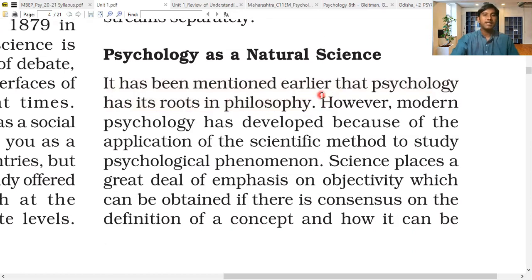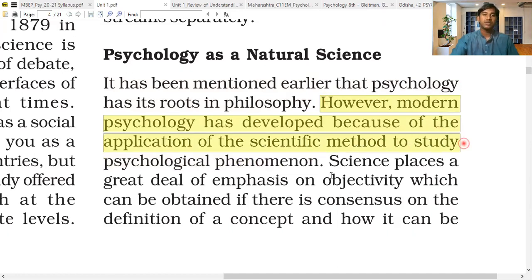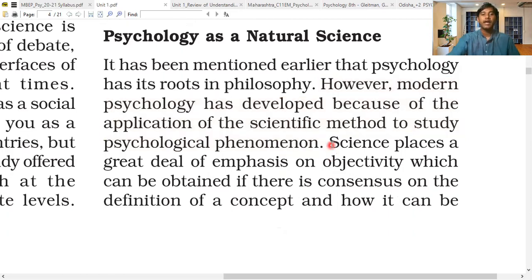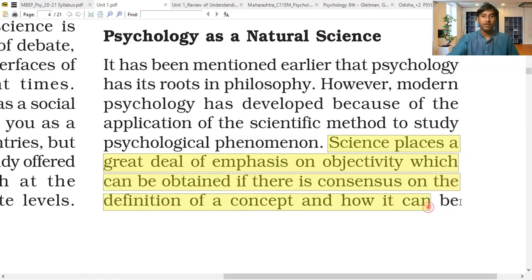However, modern psychology developed because of the application of the scientific method to study psychological phenomena. As in the earlier session, we already said it deals with both biological and social processes, and it is a discipline which has a set of rules and regulations and tries to examine and replicate, which is verifiable and reliable. In such a way, it is itself a scientific method. That is the reason it is called psychology as a natural science, and it has the other phase as a social science. And we see that science places a great deal of emphasis on objectivity, which can be obtained if there is consensus on the definition of a concept and how it can be measured.